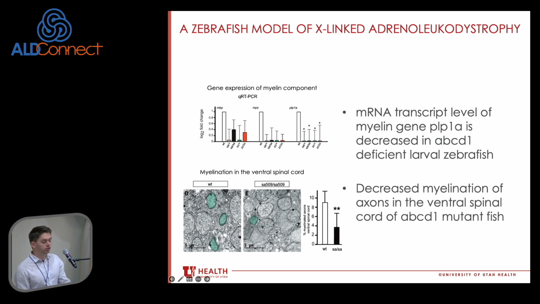The expression of the genes encoding the major myelin proteins in zebrafish, like PLP1A, MBP, and MPZ, was measured by RT-qPCR. And we observed a decreased expression in PLP1A, suggesting a defect in oligodendrocyte function. And this is correlated with observation by electron microscopy, which display decreased myelination of axons in the ventral spinal cord.